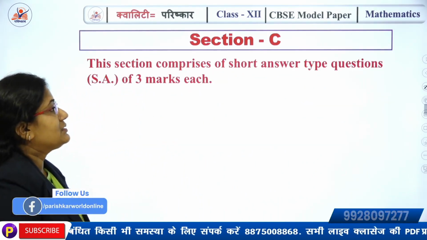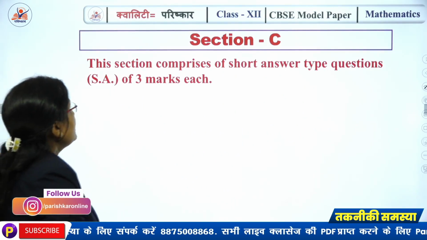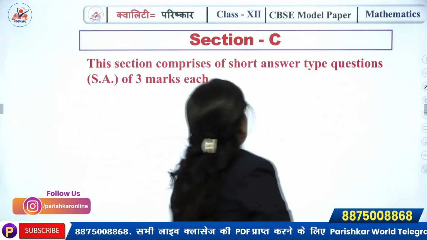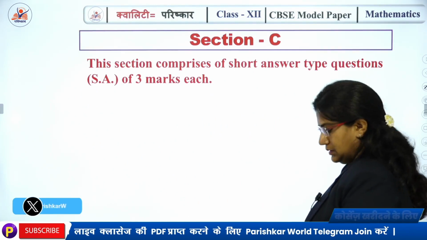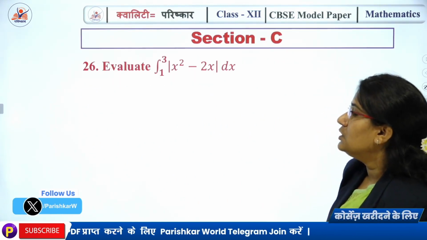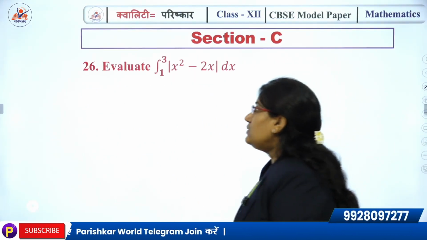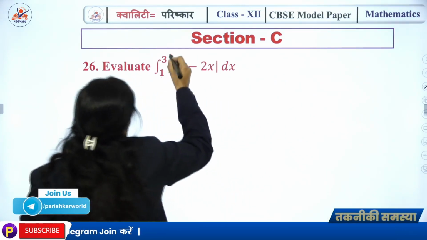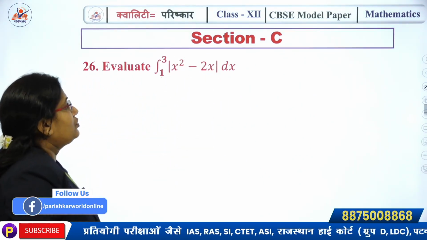Now we have section C. Students, as you know, this section comprises short answer type questions of 3 marks each. Let's come to question 26. Evaluate the integration from 1 to 3 of modulus of x square minus 2x dx.